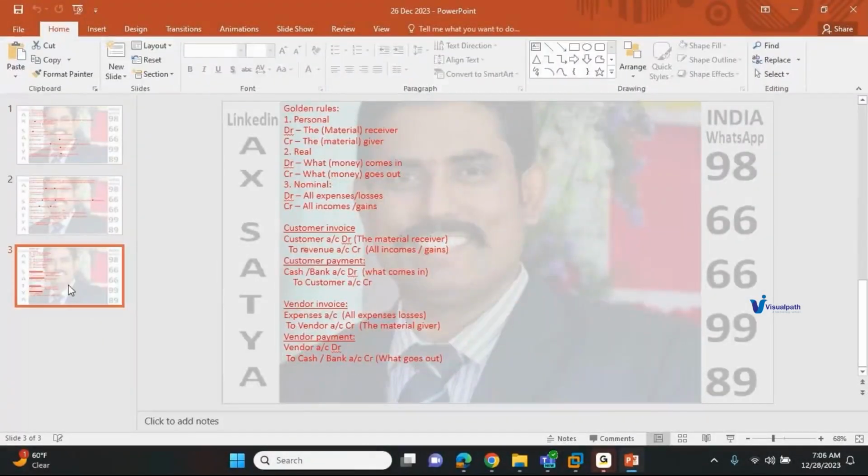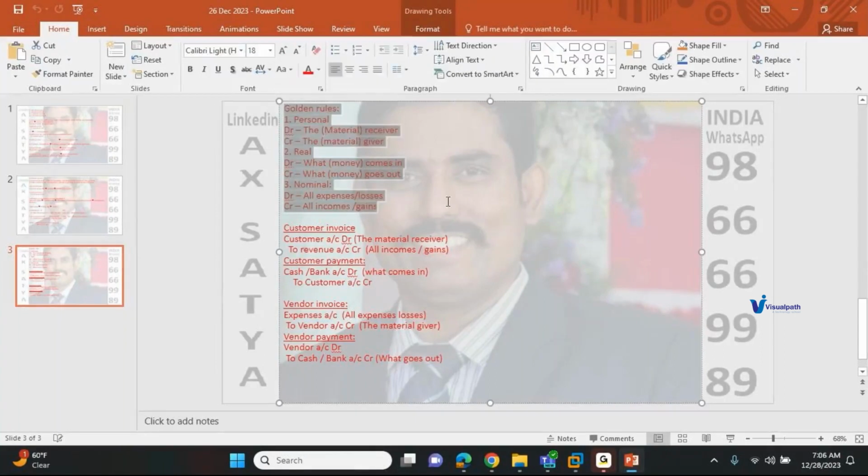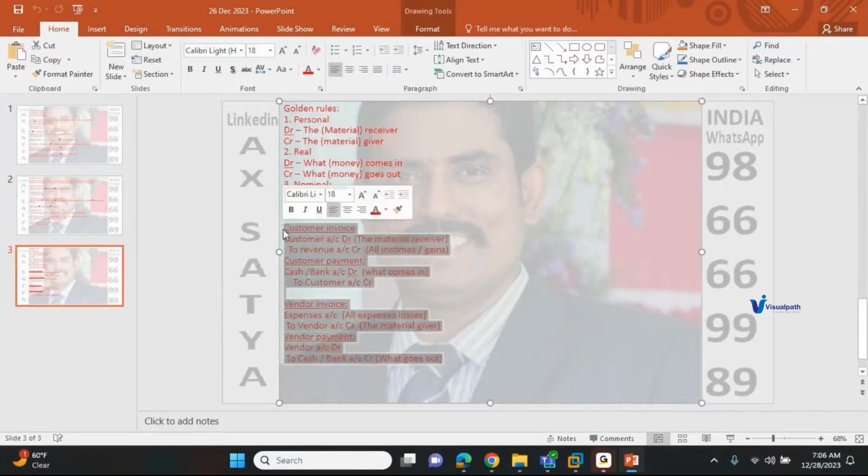So we are learning about vendor invoice, vendor payment, customer invoice, customer payment. For these four transactions, what is going to be debited and what is going to be credited, you need to apply the golden rules, and then you can understand.